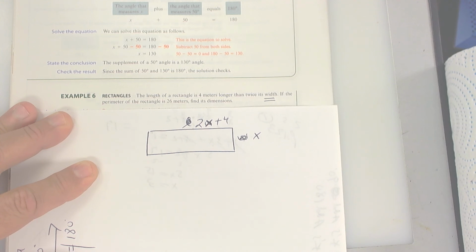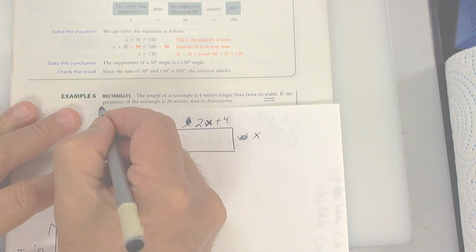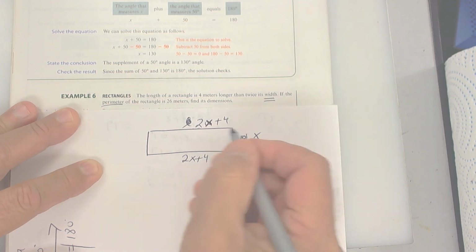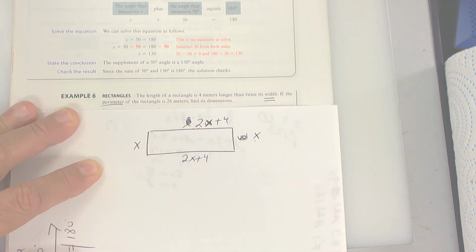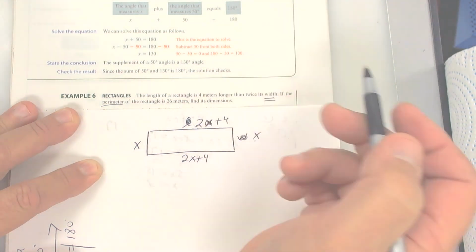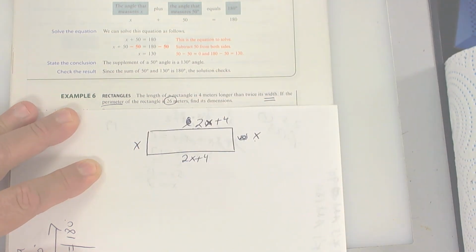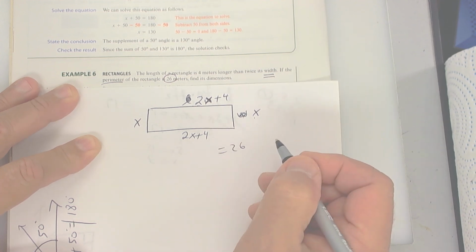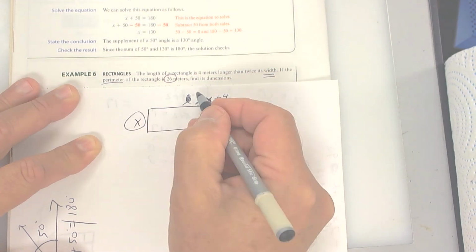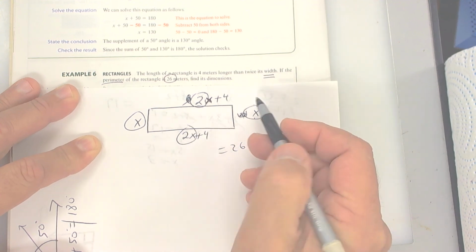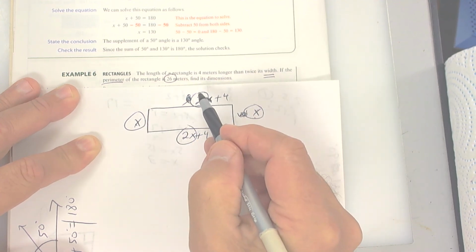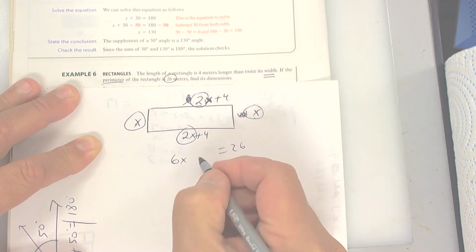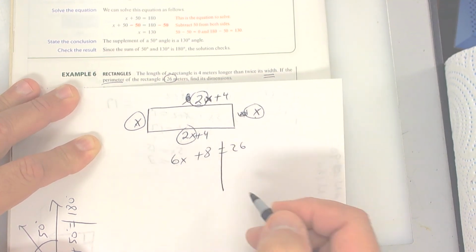Okay? And so it says find perimeter. So if this one is 2X plus 4, so is this one. If this one is X, this one's X. And so what you're going to do, it tells you the perimeter is 26. So you're going to add all of this up and set it equal to 26. So you start adding all your X's. 1, 2, 2 and 2 is 4, 5, 6. So it's 6X plus 8 is equal to 26.